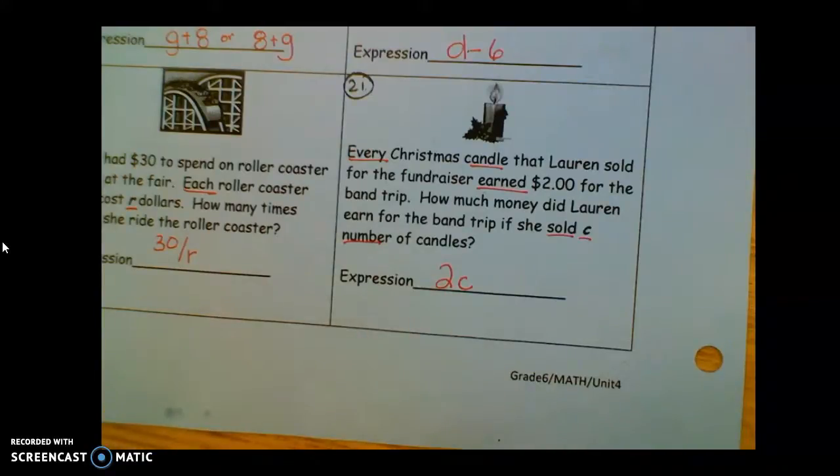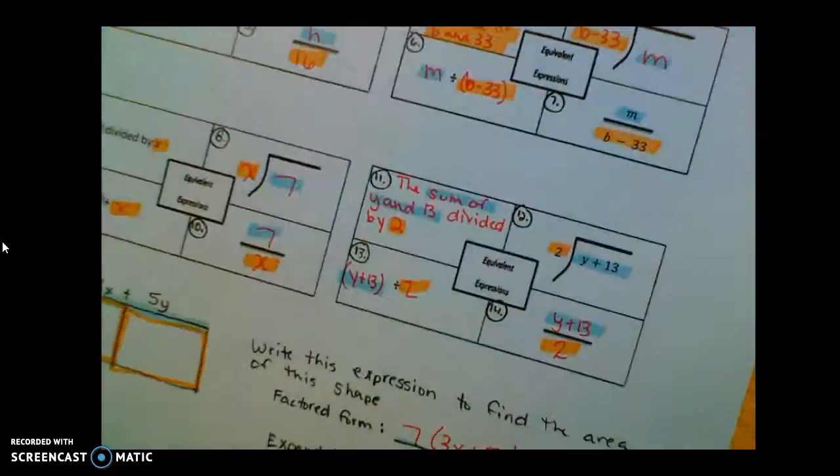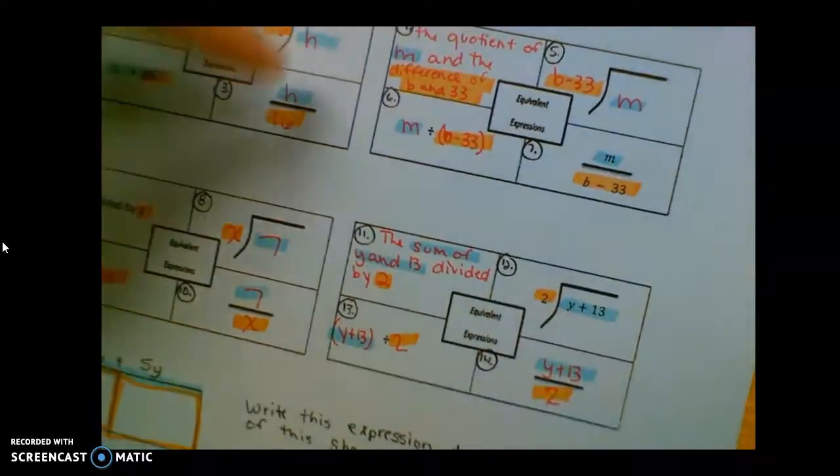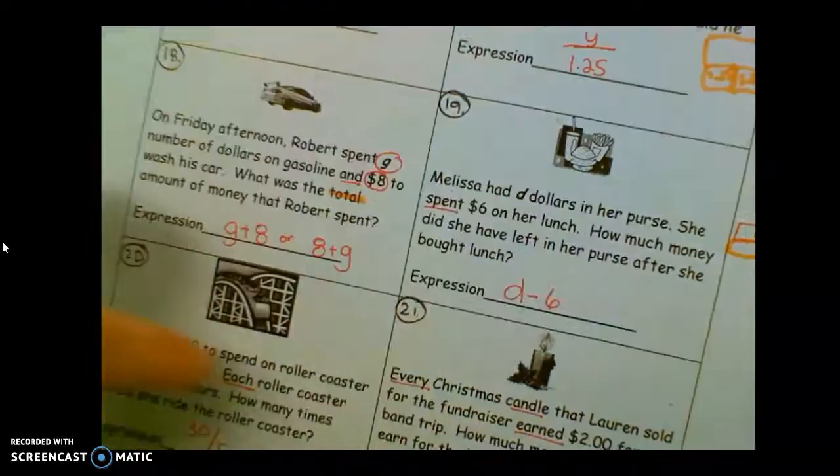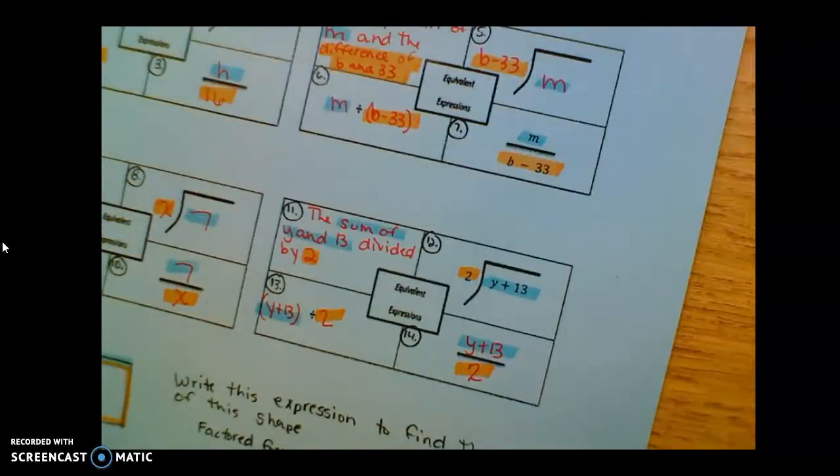Each of these is worth 1. So I think we have 20 points today. Nope, 22. 1, 2, 3, 4, 5, 6, 7, 8, 9, 10, 11, 12, 13, 14, 15, 16, 17, 18, 19, 20. We do have 20. So we have 20 points today. Oh, I counted 2 of them there.